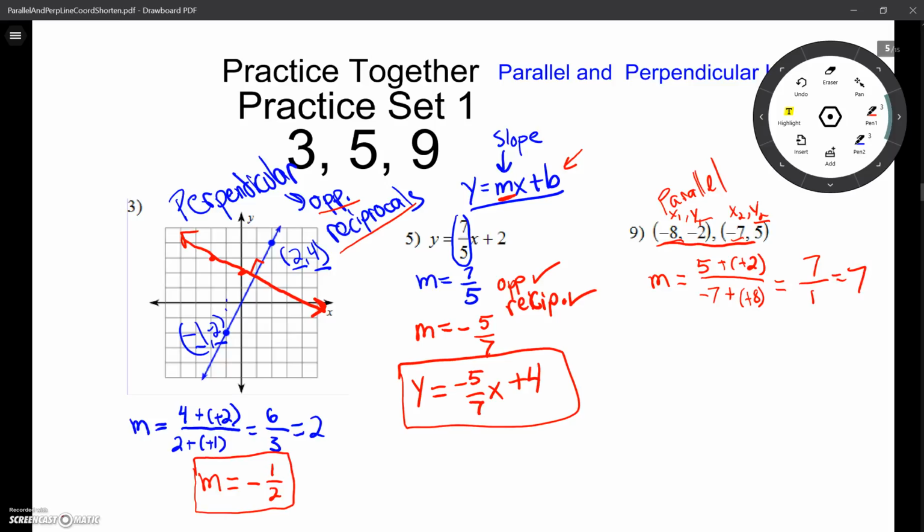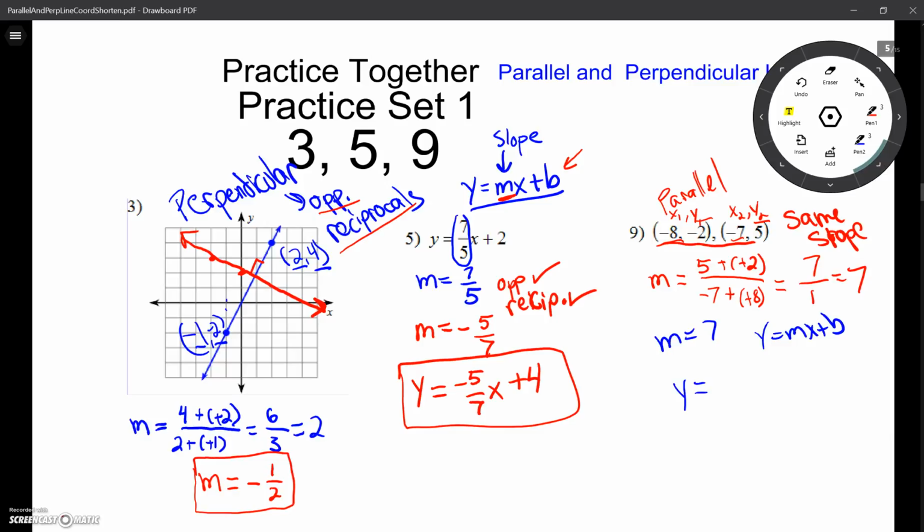So if I want to find a line parallel to this line that has those 2 points, all I need to do is make a line that has the same slope as the original line, because that's what parallel lines have, the same slope. So I'm going to write a new equation that has a slope of 7. My new equation is still going to be in the form y equals mx plus b, and my m is going to be a 7.